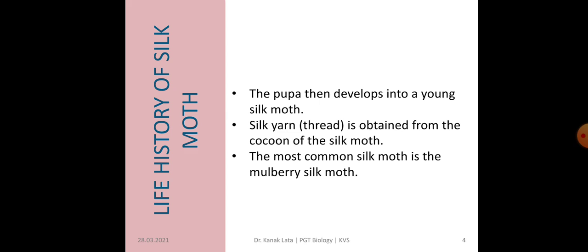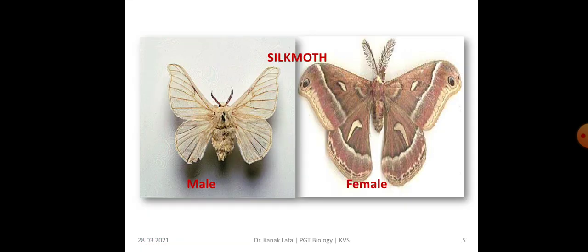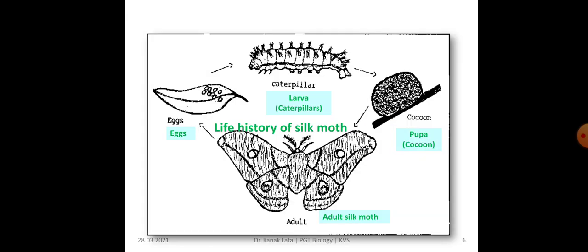And the most common silk moth is the mulberry silk moth. Here you can see the male and female silk moth. It is about the life history of the silk moth. First the egg is laid on the leaf, then the egg is converted into caterpillar, which is called larva, and then this larva or caterpillar is converted into pupa or cocoon, and finally inside the cocoon the adult silk moth is formed. So this is the life history of silk moth.